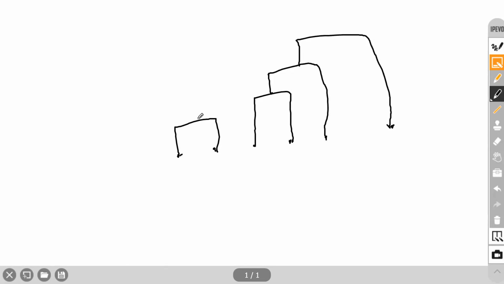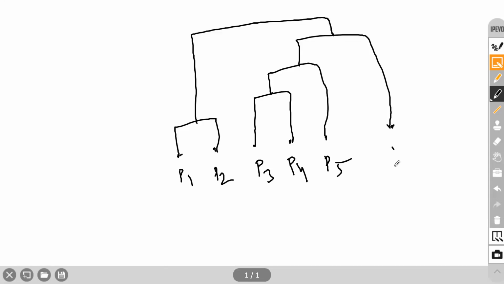Okay, so these were the points. Suppose these were the points like this and like this, and the hierarchy was created. Suppose this is the hierarchy, now it is created. This is point P1, this is P2, this is P3, P4, P5, P6.